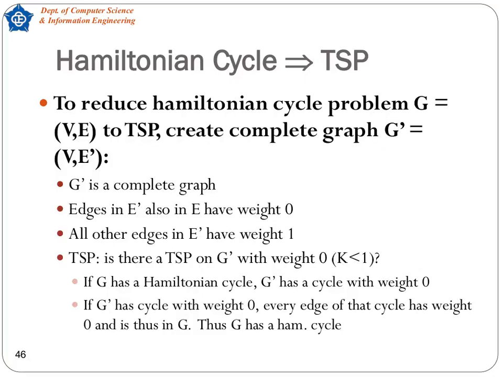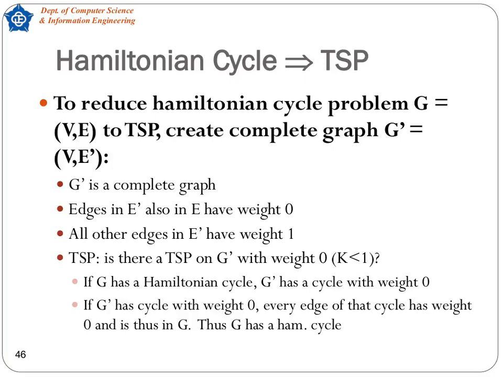So, let's walk through the reduction from the Hamiltonian cycle problem to TSP step by step. Start with your original graph G on vertex set V and build a new complete graph G' over the same vertices. For every edge that already exists in G, assign it weight 0 in G'. For every other pair of vertices, insert an edge of weight 1.